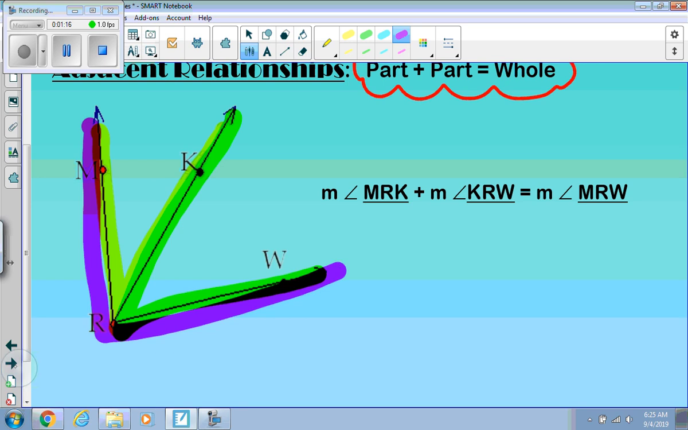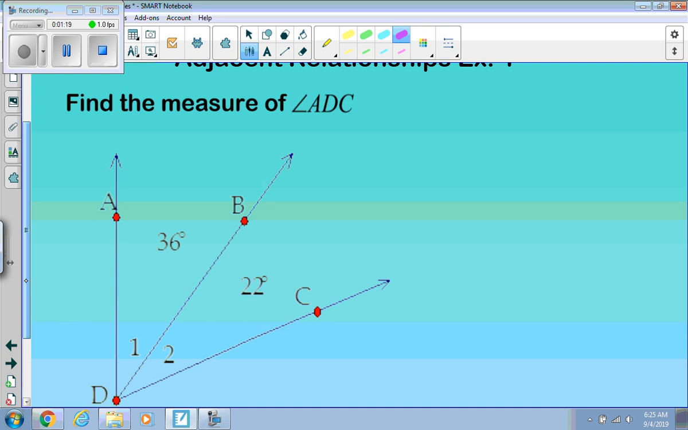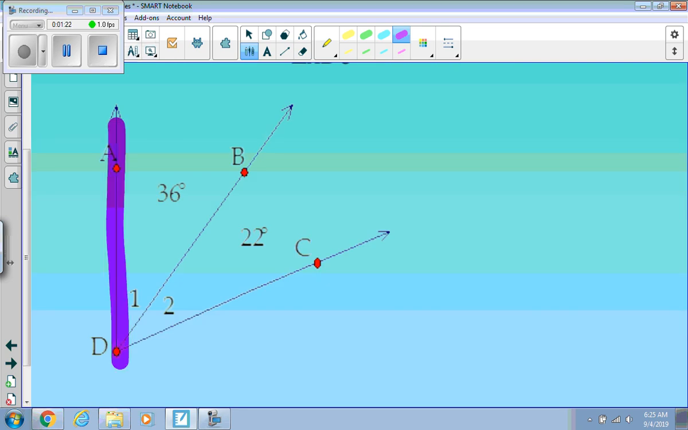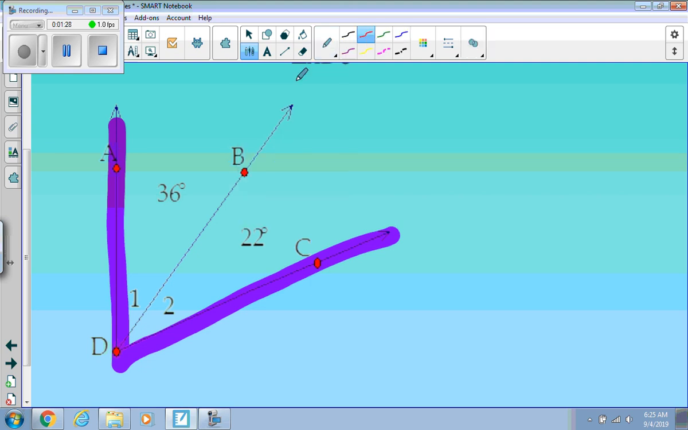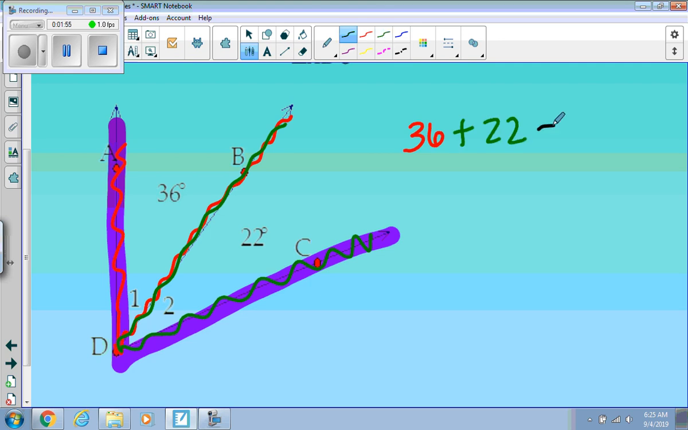So let's work on putting these together. Here, if we're looking for the measure of ADC, here's ADC, which is the whole angle. We have got pieces of the angle. We've got ADB, and remember, we name angles with three letters or with the vertex. Or I could name this angle 1 as well. So angle 1 is 36, so I'm going to add it to angle 2, which is CDB here, to equal our whole, which is what we're looking for. I'm going to put that as my x for right now.